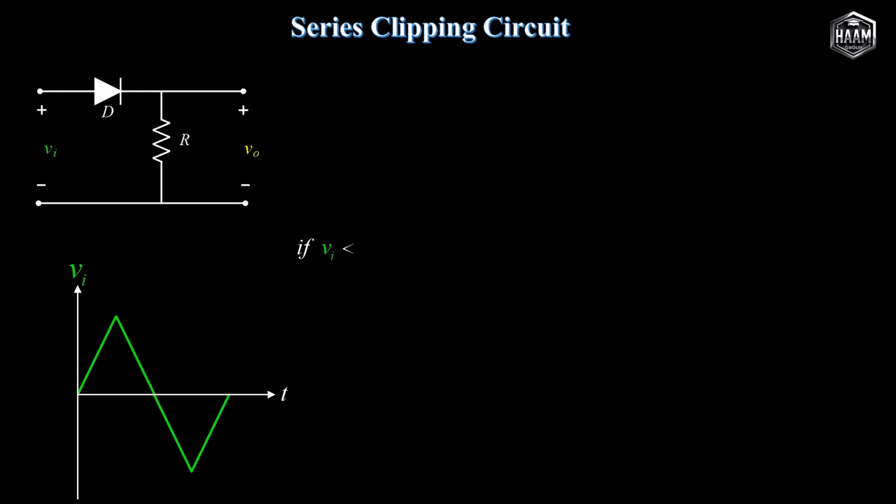Transitioning to series clipping circuits, the diode is connected in series with a resistor and V sub O is measured across the resistor. Here the positive terminal of the diode faces input V sub I. For a triangular input V sub I, the diode turns on only when V sub I is greater than V sub gamma.